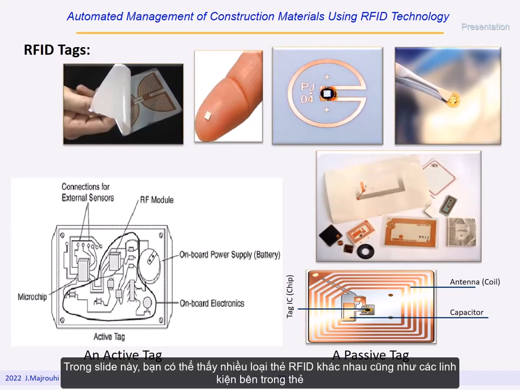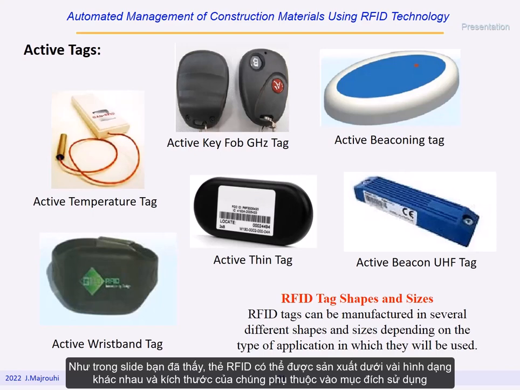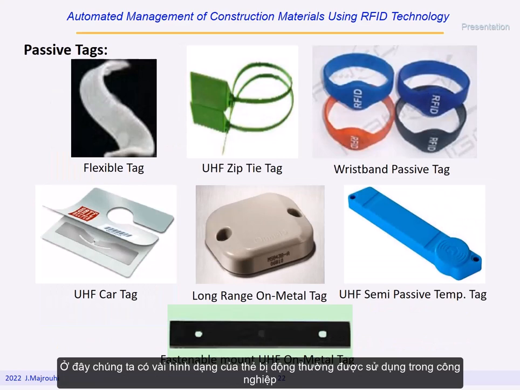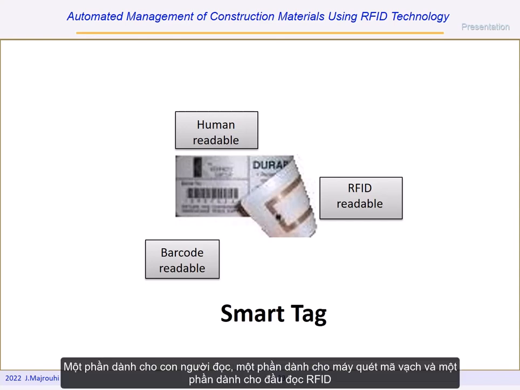In this slide, you can see different types of tags and their elements inside the tags. As indicated in this slide, RFID tags can be manufactured in several different shapes and sizes, depending on the type of application in which they will be used. And here we have some shapes of passive tags used in the industry. Smart tags have three parts. One part is readable by humans, another is readable by barcode readers, and the other is readable by RFID readers.